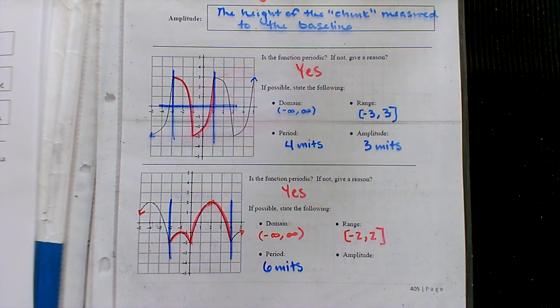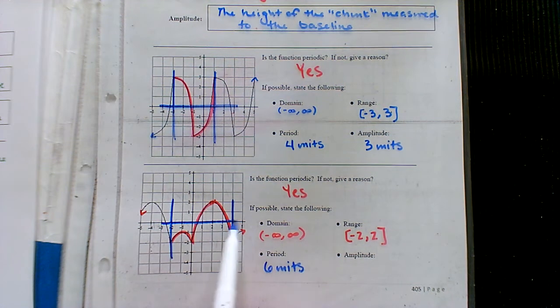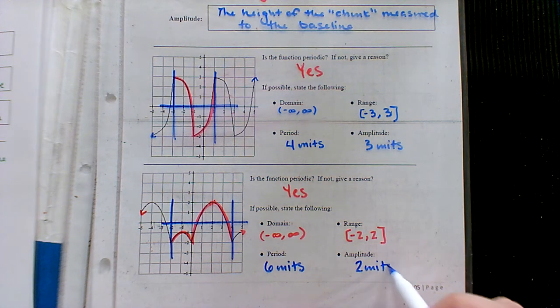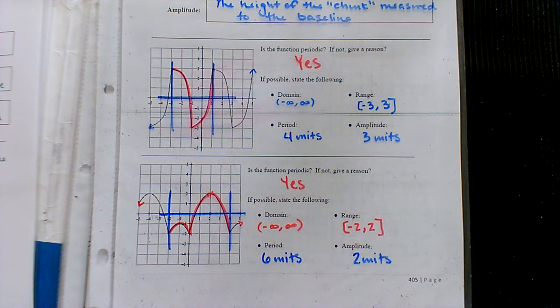All right, and then the amplitude, measured from the baseline. You got to kind of find the middle of your graph. If we go from -2 to +2, the middle is probably the x-axis. So what's our amplitude? 2 units, good. If our baseline isn't the x-axis, should we just count how much it is total and divide by 2? Yeah. We're going to start to see some of those. Good question.